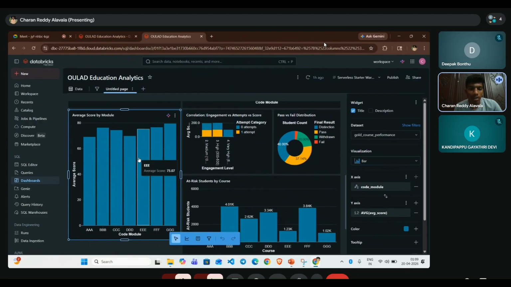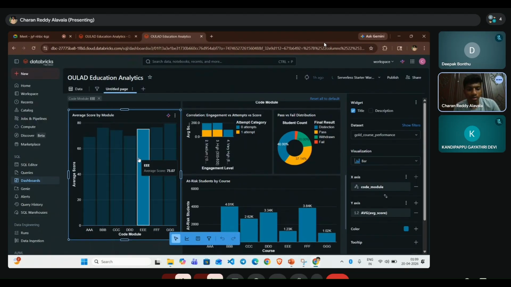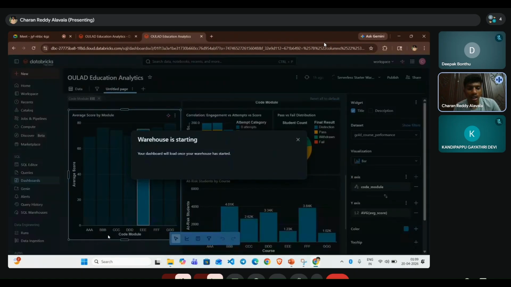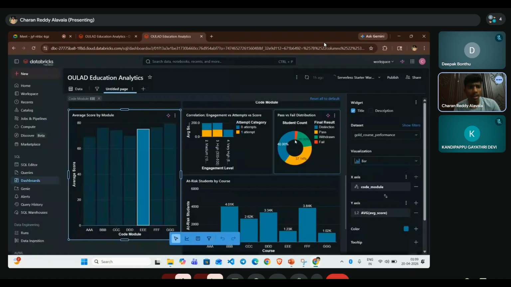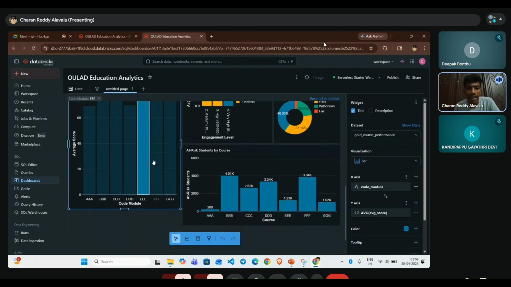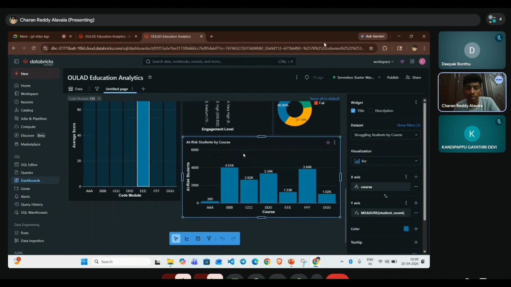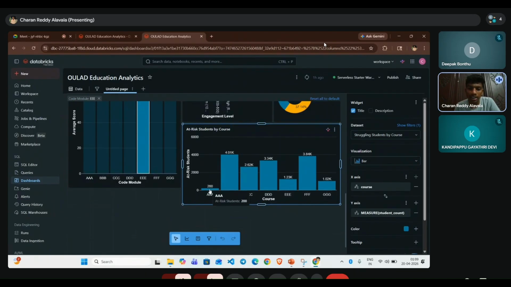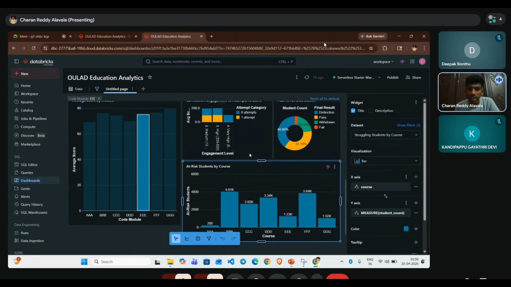Coming to the average score of a module, here there are many modules. We can see that the average score will be shown like this. For the AA module, we can see the average score is 69. Coming to BBB, we can see 76.24. Like this, we can analyze the data, and in student risk by course, based upon the course, the students at higher risk are in the AA module, BBB module, and these are the remaining modules. We can see how many students are at risk.